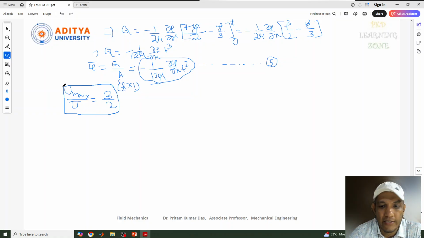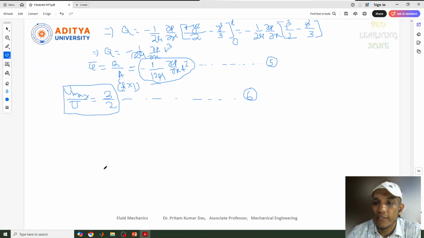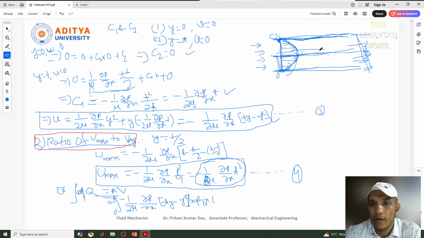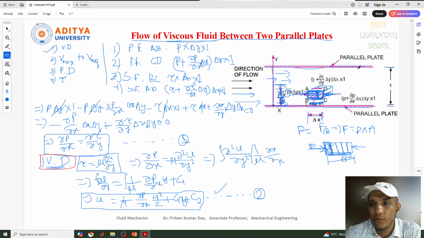So this is the ratio, and this one again we can give as equation 6. So this is all about the ratio. Now again we need to find out one more thing, that is pressure drop. Pressure drop, again we need to find out between two zones, like two different sections we need to consider. This is one section, this is one section, and in these two different sections we need to find out the pressure drop.